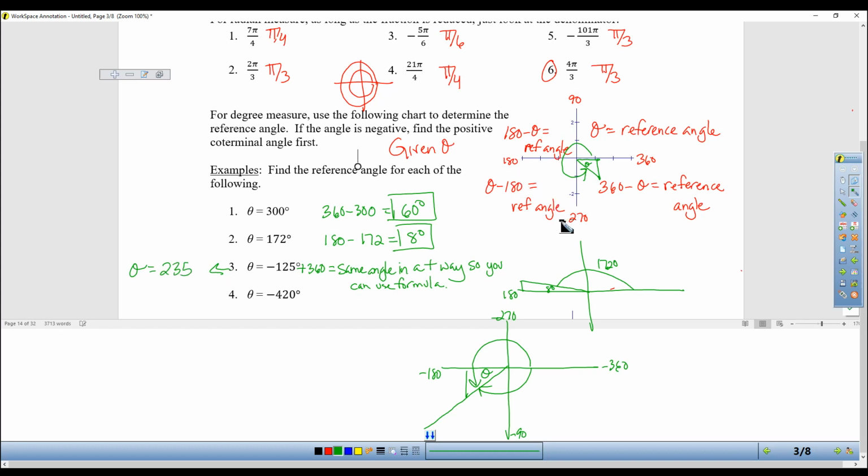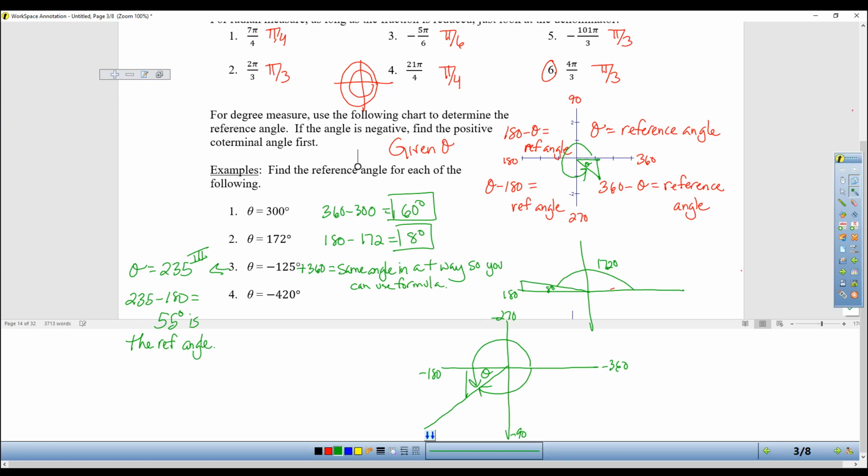Where is that? That's in this quadrant. So 235 minus 180 is my formula because I'm in quadrant 3. Roman numerals for quadrants. And so my reference angle, 235 minus 180, is 55. 55 degrees is the reference angle.